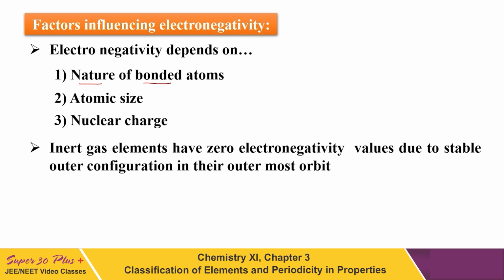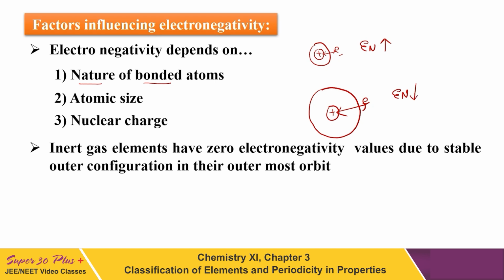The second factor which affects the electronegativity is atomic size. See, smaller the size of atom, smaller will be the distance between electron and nucleus. In this case, nucleus will easily attract electron, and here electronegativity will be high. On the other hand, for the larger atoms, there is a large distance between electron and the nucleus. So here nucleus will not easily gain electron and electronegativity will be low.